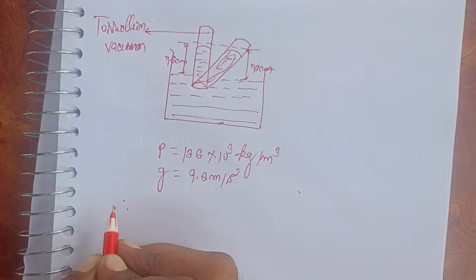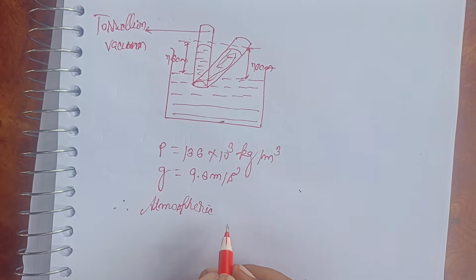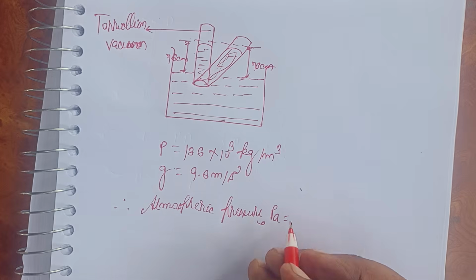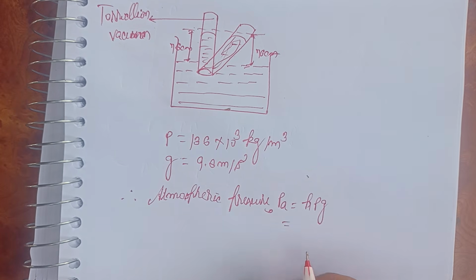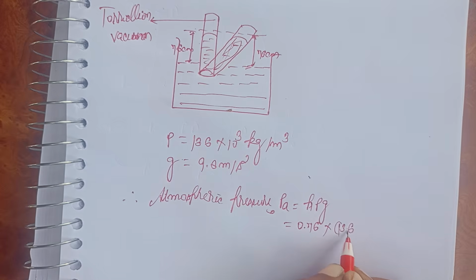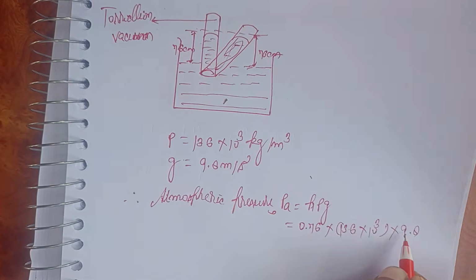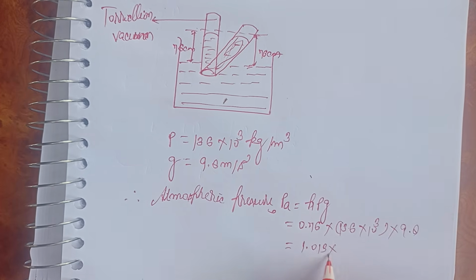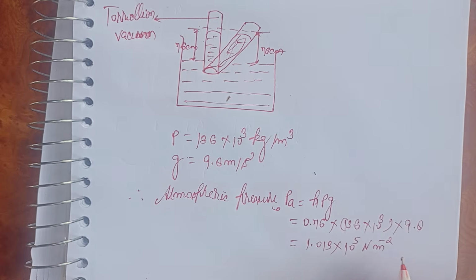Atmosphere, therefore, atmospheric pressure P_A is equal to h rho g, is equal to 0.76 into 13.6 into 10 to the power 3 into 9.8. Putting in the values, we get 1.013 into 10 to the power 5 Newton per meter square or Pascal.